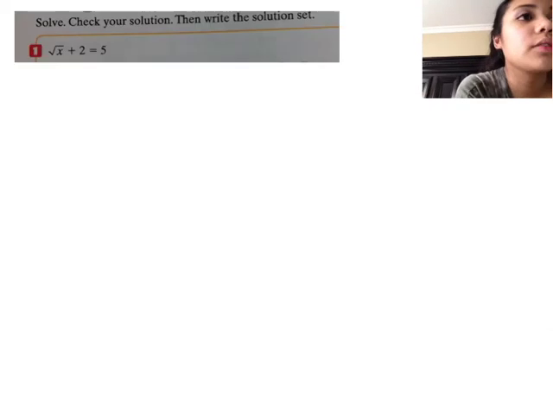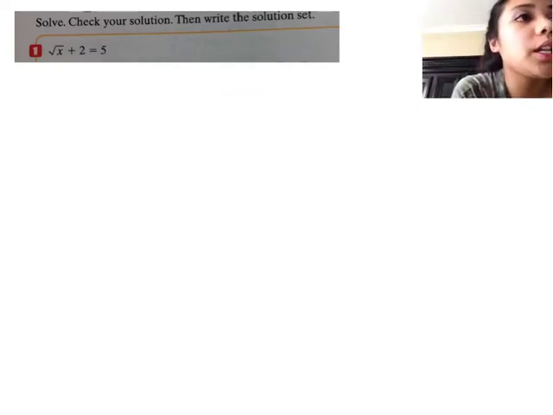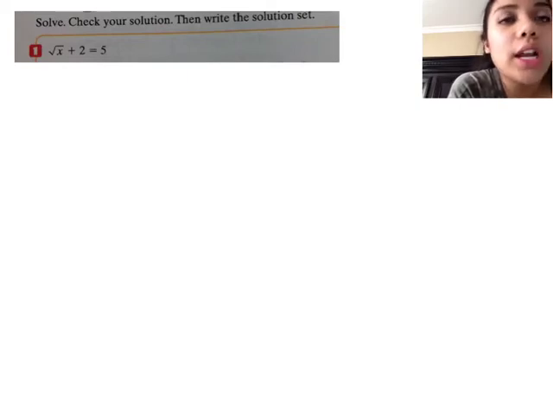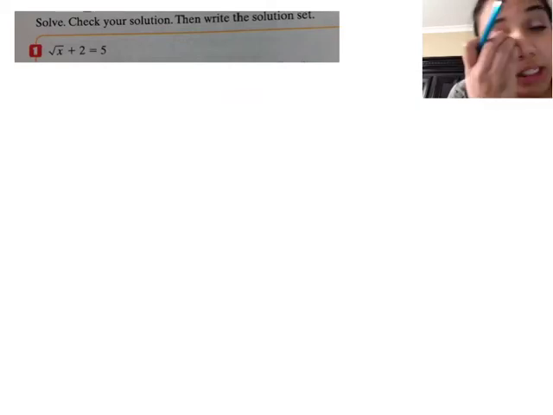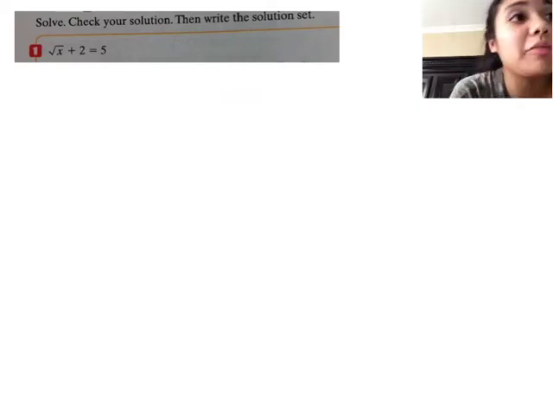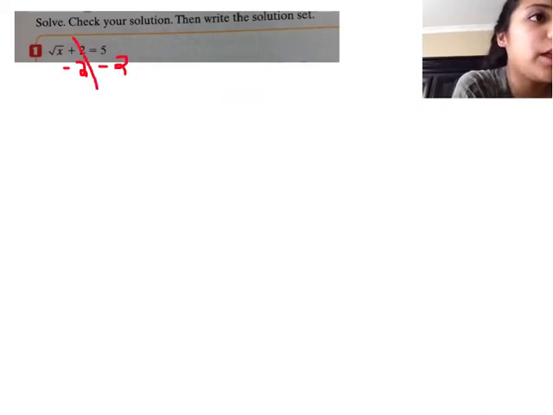Okay, so let's go on. Solve and check your solution, then write the solution set. So I'm going to do this problem with you. So the square root of x plus 2 equals 5. So the first thing I need to do is try to get just my radical by itself, which means I need to get rid of plus 2. How do I get rid of plus 2? I do the inverse of adding. What's the inverse of adding? It's subtracting. So I subtract 2 from both sides, and I'm left with the square root of x equals 5 minus 2, which is 3.